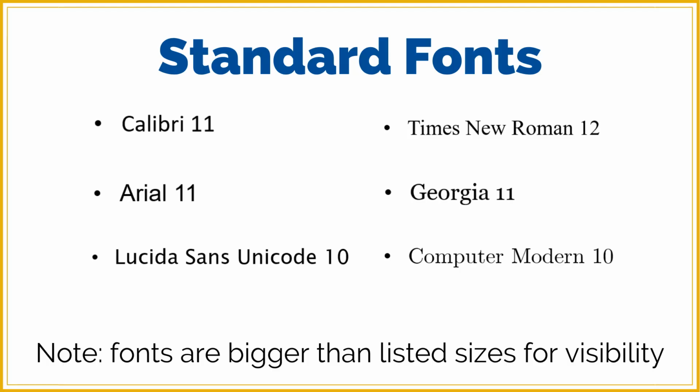Finally, you may notice that I did not change the font to Times New Roman for this example. That is because in the 7th edition, APA no longer recommends Times New Roman, but accepts any standard font and size, such as 11-point Calibri, 11-point Arial, 10-point Lucida Sans Unicode, 12-point Times New Roman, 11-point Georgia, or 10-point Computer Modern. These examples are taken from page 44 of the spiral-bound 7th edition APA Publication Manual.